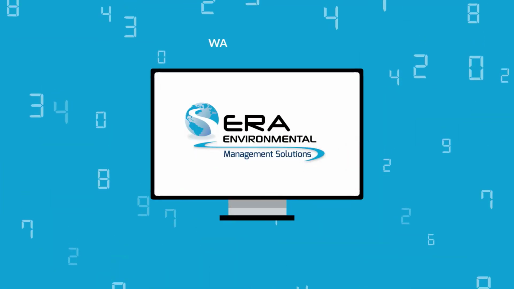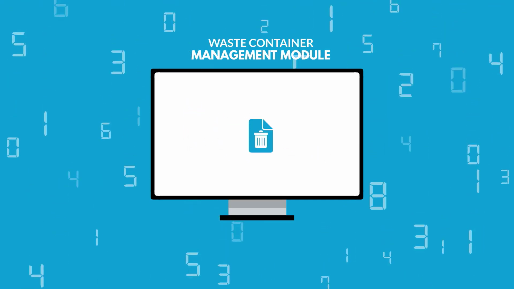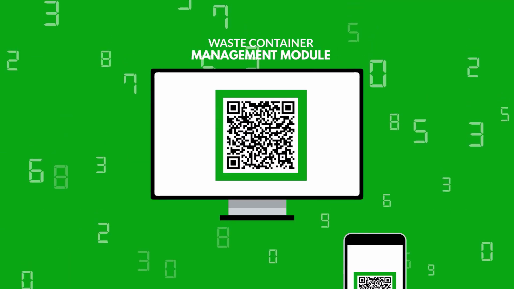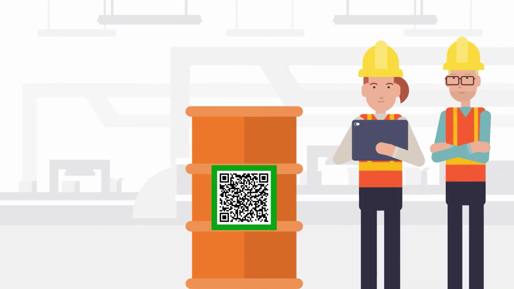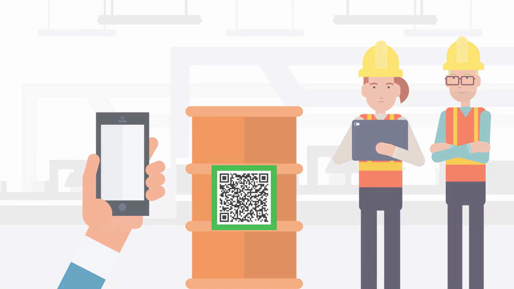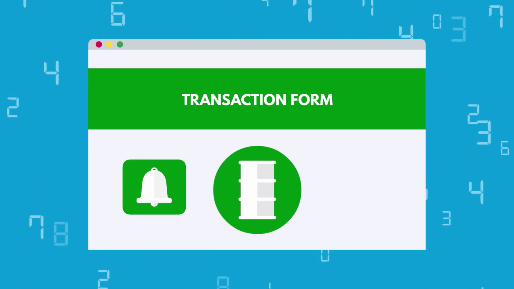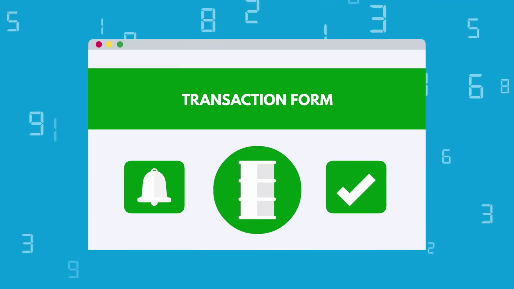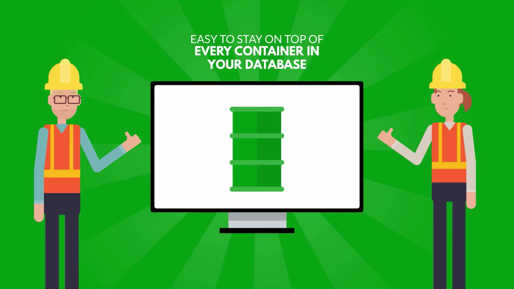That's why ERA developed its Waste Container Management module, which digitizes every waste transaction and minimizes the need for user input. The software generates labels with unique QR codes that you can print and affix to your containers. When transporters or other employees scan that QR code, a transaction form will be automatically created. Not only will you be immediately notified about the record, but you will also have the ability to approve or make corrections to it in a matter of minutes. That way, it is easy for you to stay on top of every container in your database.